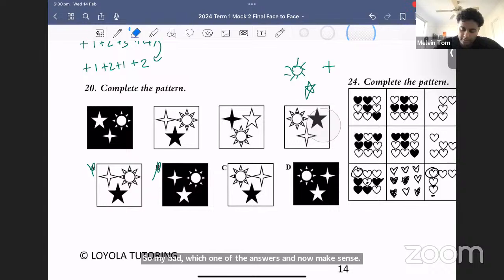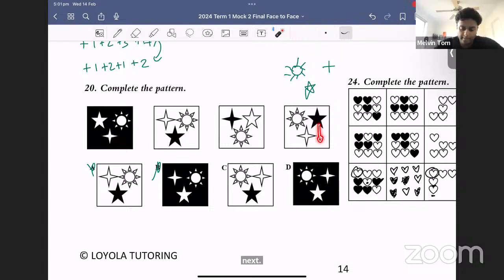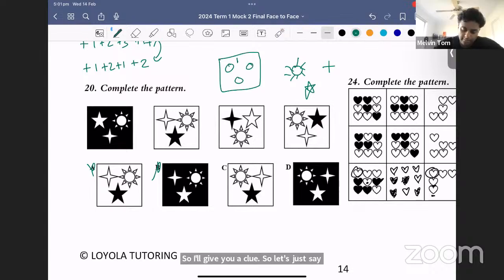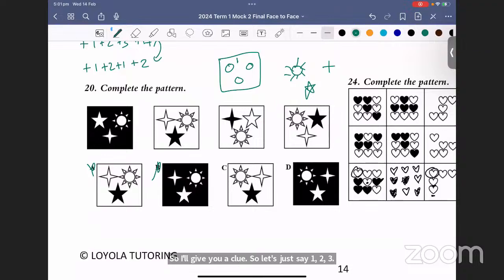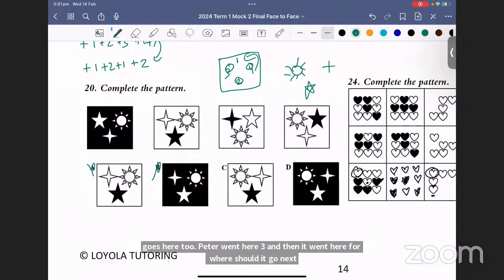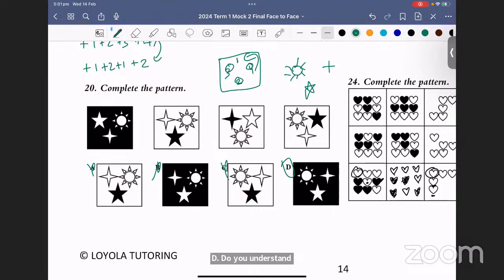All right. So now let's look at the black color. The black color goes from the background to the bottom, to the top left, to the right. And where should it go next? To the middle. Well, do you mean the background? So I'll give you a clue. Let's just say 1, 2, 3. It started off here, right, in the background. Then it goes here 2. Then it went here 3, and then it went here 4. Where should it go next? The background. So the answer is D. Do you understand? Yeah. Awesome. Thank you. All right.